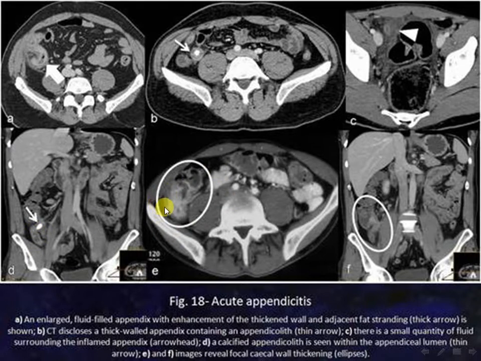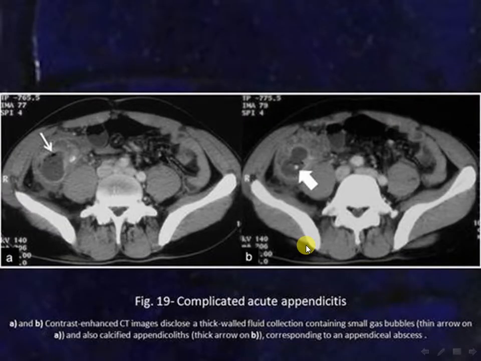And you can see here cecal wall thickening. Sometimes you will not see the appendix directly, but you see the thickening of the cecal wall due to inflammation. Again, here and there. This is a case of complicated acute appendicitis with rupture of the appendix resulting in fluid collection, abscess formation containing some gas, and you can see the appendicolith floating within the fluid collection.